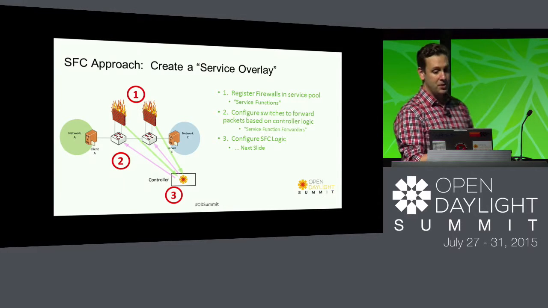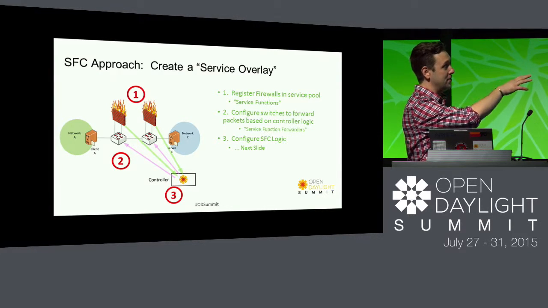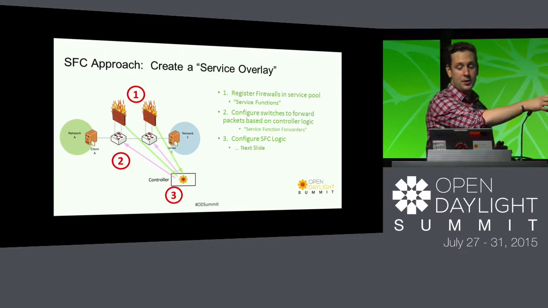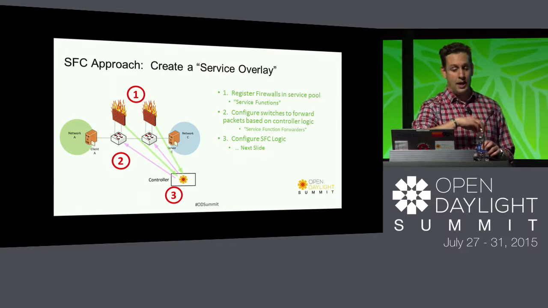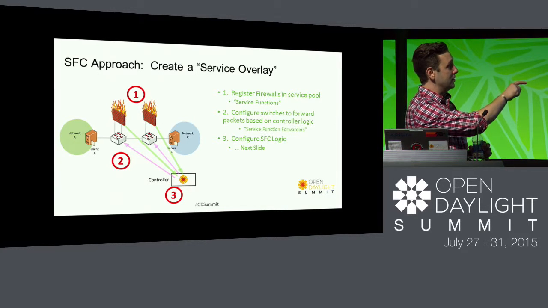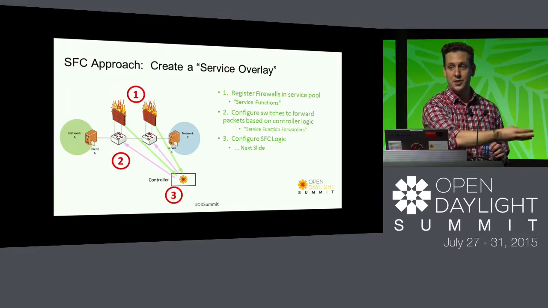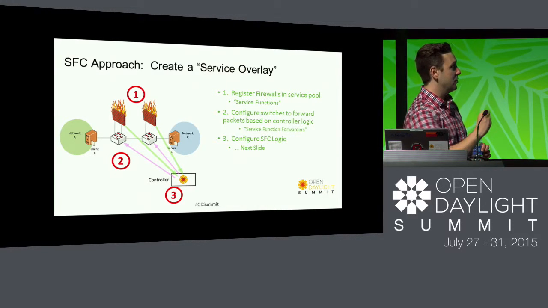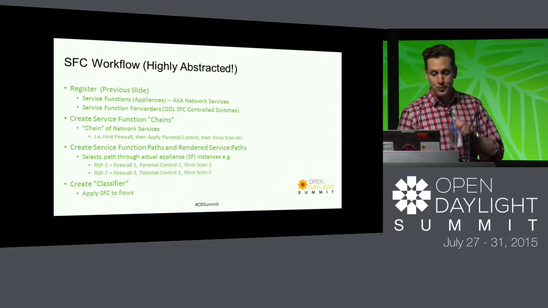But in terms of this demonstration, the steps are you have your firewalls, your appliances, and you register those in your service pool. Those are your service functions. Then you say, I want these switches to agree to be controlled by the controller for this service function purpose. Those are your service function forwarders, and then you configure the logic.